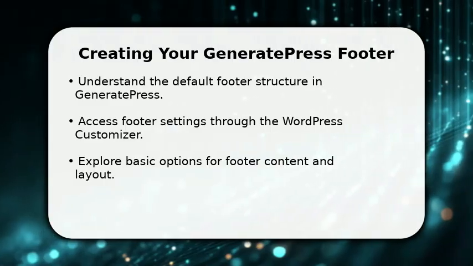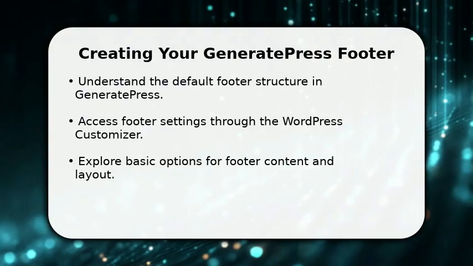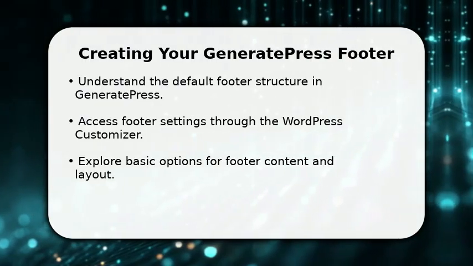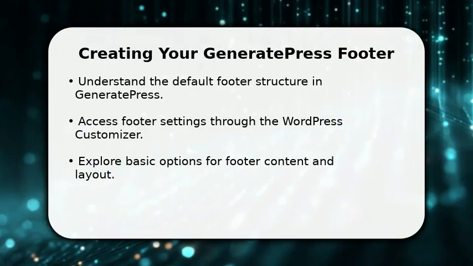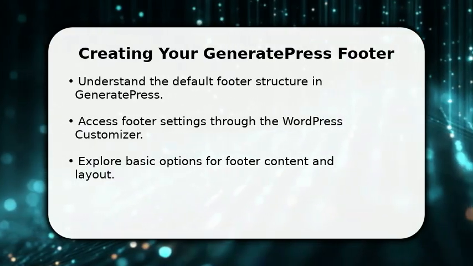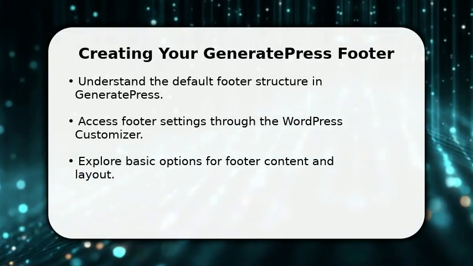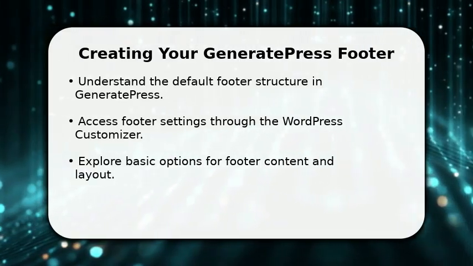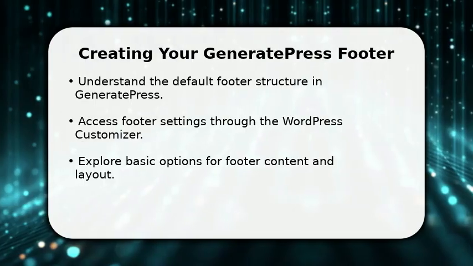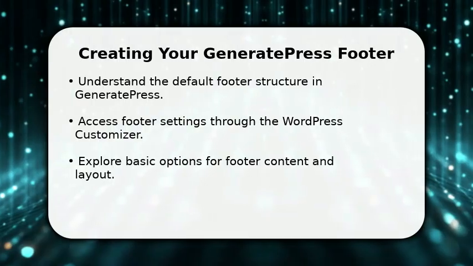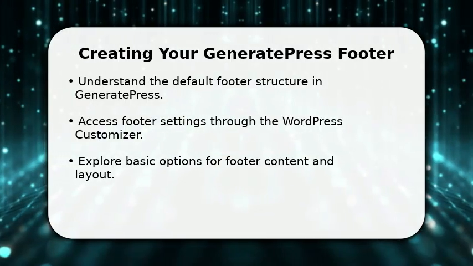In this video, I will explain how to make a footer in GeneratePress. First, navigate to your WordPress dashboard, then go to Appearance and select Customize. Within the Customizer, you will find the Layout section, which contains the footer options. Here, you can begin to explore the default footer structure and adjust basic settings to suit your website's needs. This initial step sets the foundation for your custom footer design.